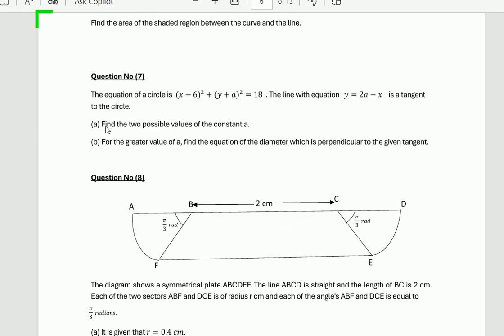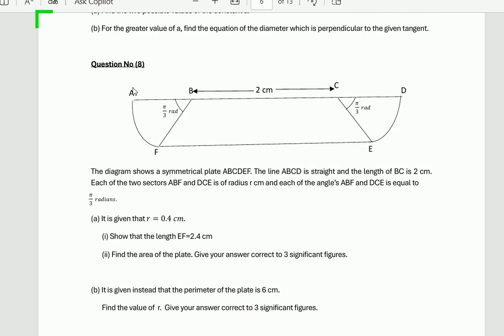For question number 7, the equation of a circle is (x minus 6) whole squared plus (y plus a) whole squared equal to 18. The line with the equation y equal to 2a minus x is a tangent to the circle. Part A, find the two possible values of the constant a. Part B, find the greatest value of a. Find the equation of the diameter which is perpendicular to the given tangent.